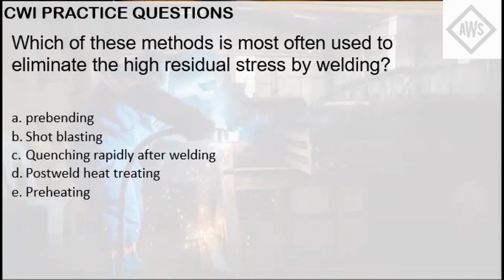So pre-bending here refers to bending the parts before welding to counteract shrinkage by introducing pre-stressing. When you pre-stress a part before welding, you counteract the shrinkage that will be caused by welding. This term is called pre-bending. So it does not fit the description of the question, which is to eliminate the high residual stress.